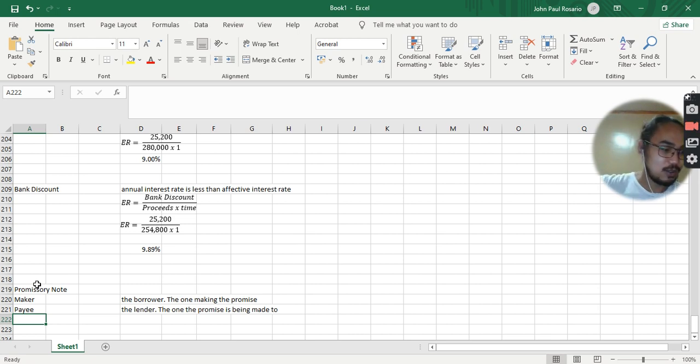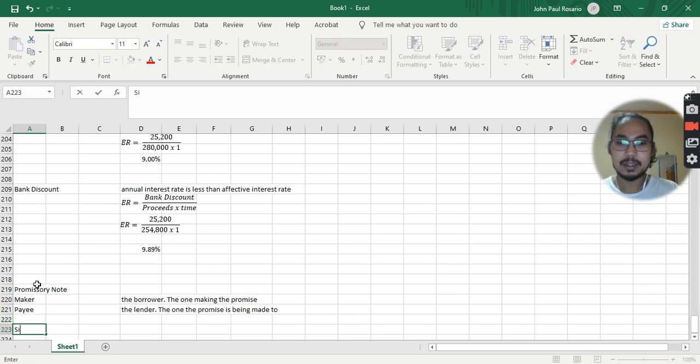Okay? So, there are different types of notes: the simple interest note and the bank discount note. The only thing is that what we discussed as simple interest or bank discount, we put into writing, into a promissory note. So, in a promissory note, there is a maker and a payee.